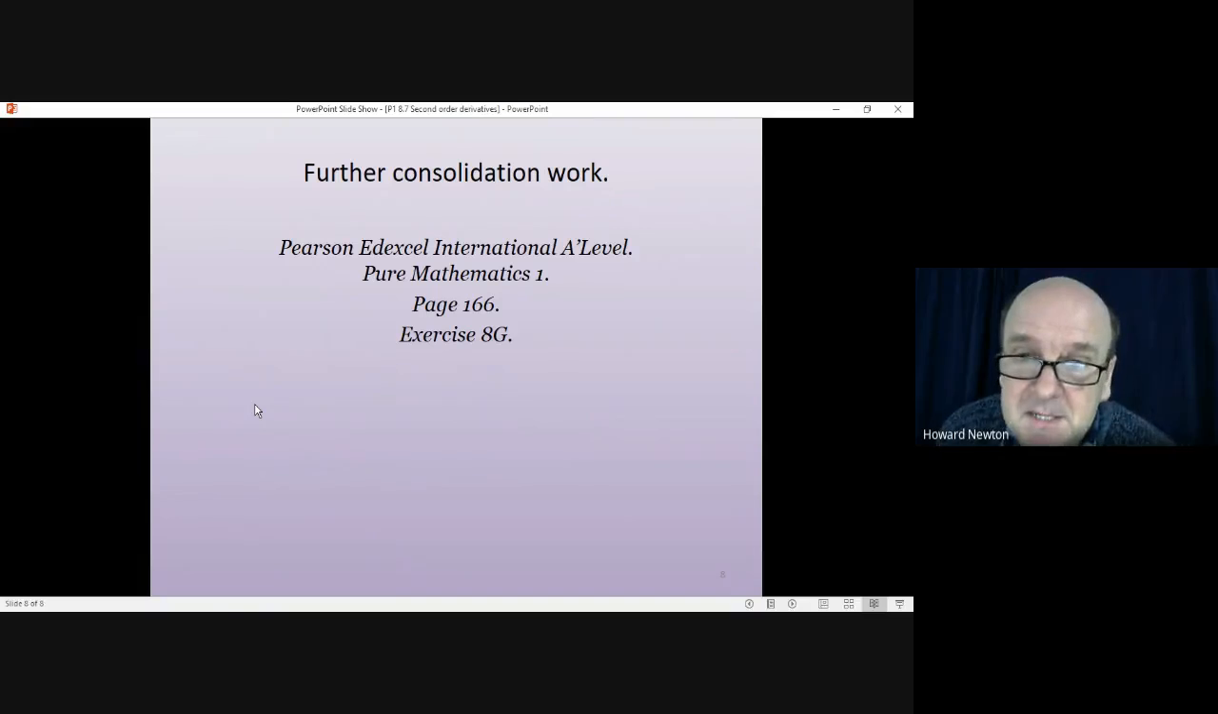Okay, that gets us to the end of this lesson. If you've got the textbook, then turn to page 166 and have a go at exercise 8G.